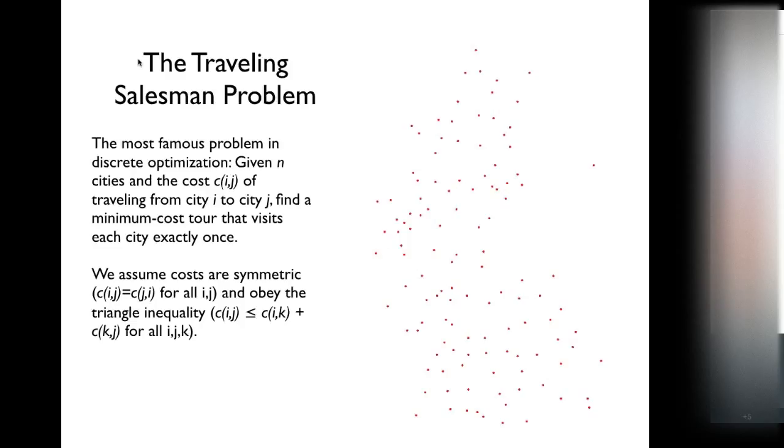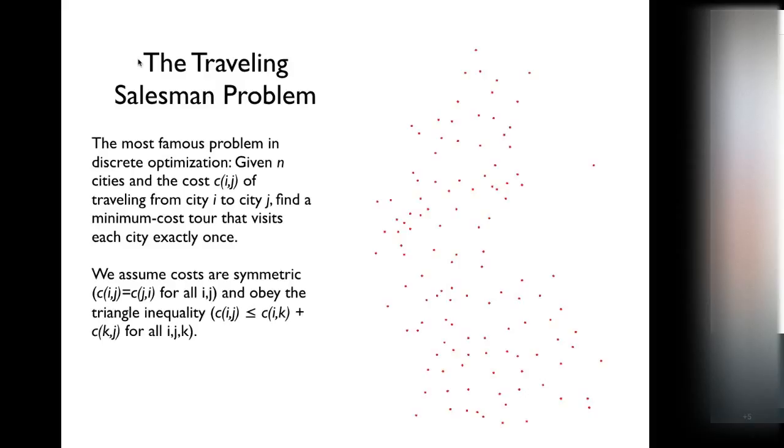So the traveling salesman problem, it is probably the most famous problem in all of discrete optimization. You're given n cities and you're given the cost of traveling between any pair of cities. And what you'd like to do is find a minimum cost tour that visits all the cities exactly once and goes back to where it started from.